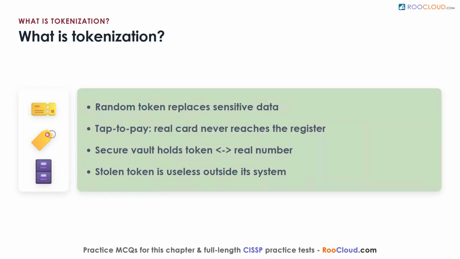What is tokenization, and where do you see it? It replaces sensitive data with a random string called a token that means nothing on its own. You meet it every time you tap a phone to pay for coffee. Your real card number never reaches the shop's register. Instead, a token stands in for it, and a secure vault elsewhere holds the true number matched to that token. The payment processor checks the token against the vault to approve the charge. Even if a thief grabs the token, it is useless outside that one system.